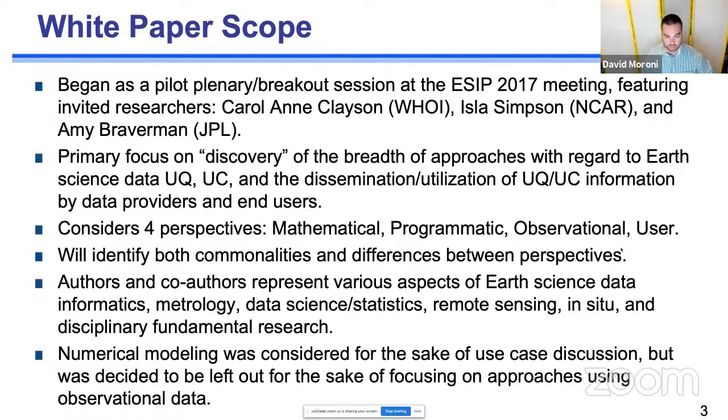So the paper really was just trying to identify commonalities and differences once all these perspectives were put down on paper. And I think one of the really interesting things was all of the co-authors represented various aspects of earth science. Some oceanography, many people were representing remote sensing, I would say. A few were representing data science and statistics and metrology. We didn't have many on in situ, although we had one or two that represented that perspective. And the in situ area is another thing that we wanted to try to explore further as a follow-on to this white paper. And some fundamental researchers were part of it as well.